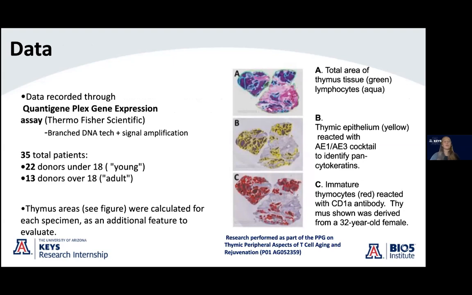The tissue samples came from 35 total patients. 22 of the donors were under 18, and 13 of the donors were over 18. And this was really important information for us because we could affiliate gene expression values coming from an adult or a younger donor. The assay was also able to give us thymic areas. And by thymic areas, I'm referring to figure B, and this shows the thymic epithelium. And as said in the introduction, that's the healthy tissue that produces T cells for the thymus.